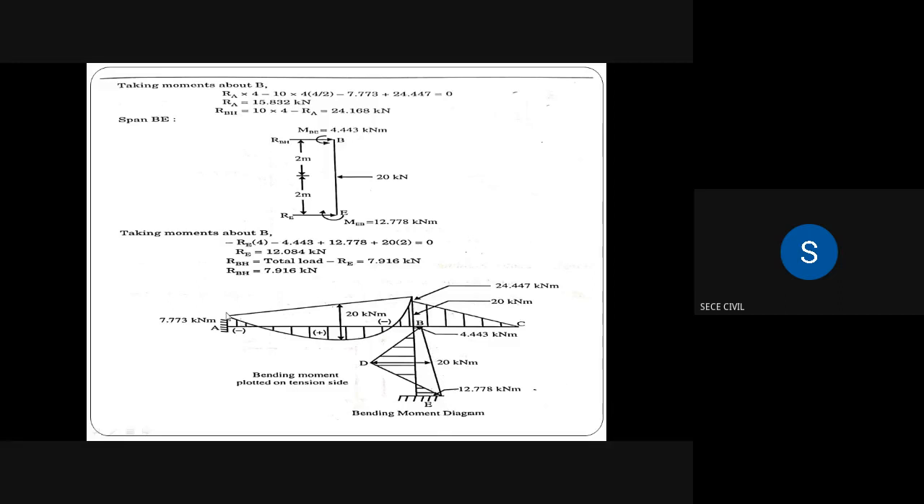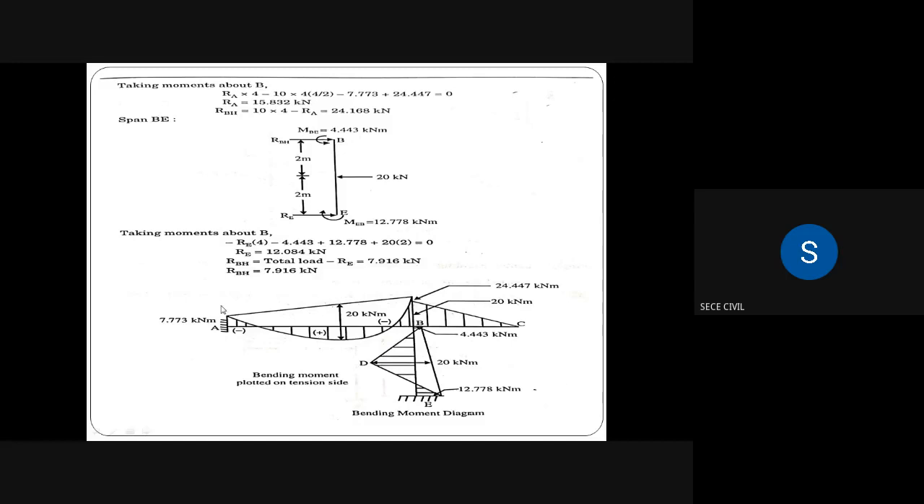They also draw the simply supported bending moment. In span AB, we are having a UDL of 10 kilonewton per meter. For that, the bending moment is WL square by 8. By using that formula, we can calculate the bending moment as 20 kilonewton meter. So they draw the bending moment diagram also as a parabola.